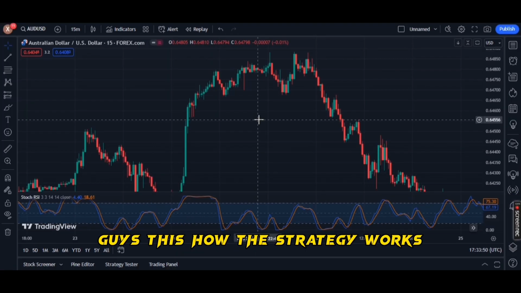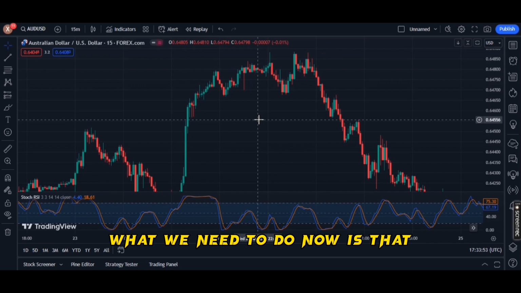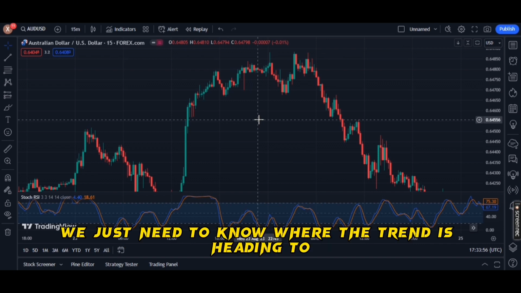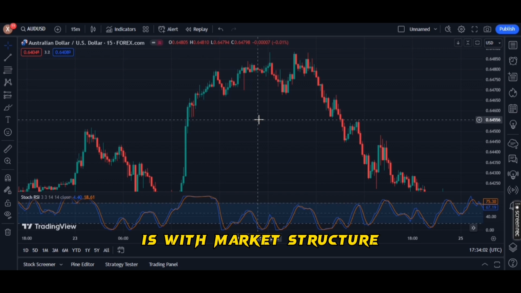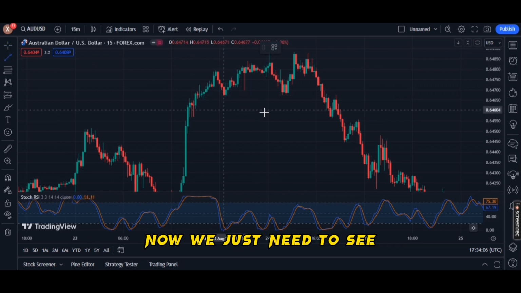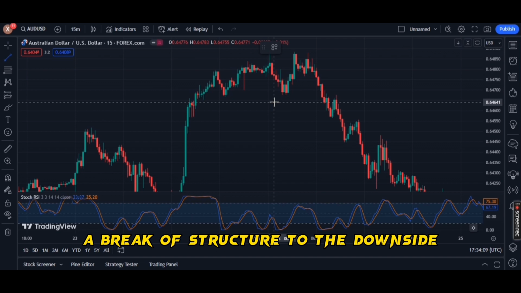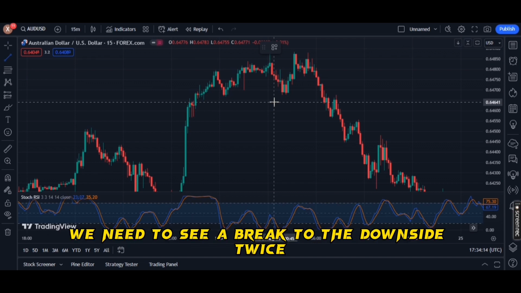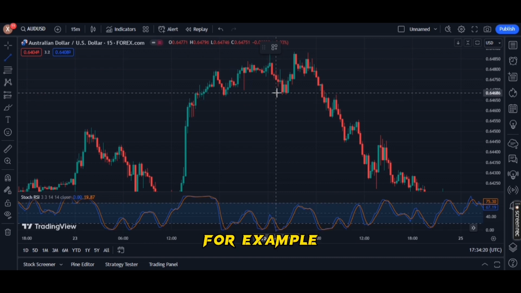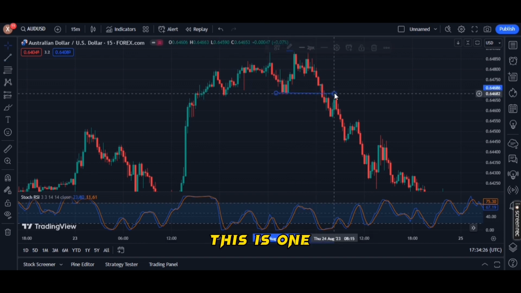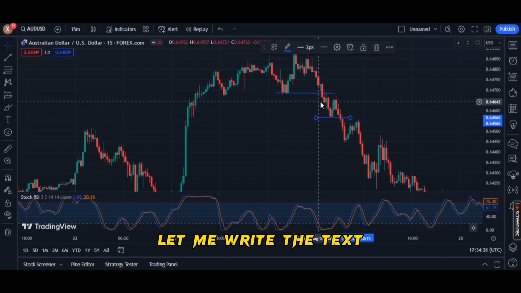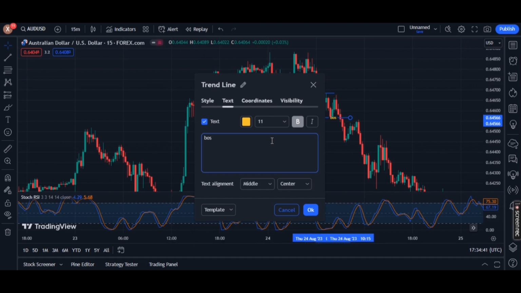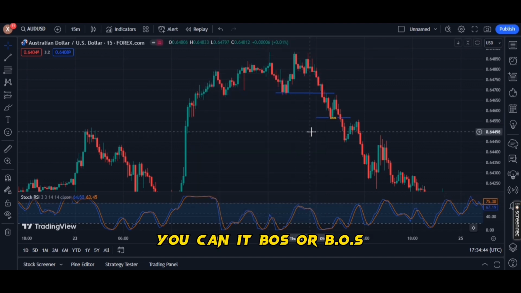Let's dive in. Guys, this is how this strategy works. What we need to do is know where the trend is heading, and the way we will know that is with market structure. Now, we just need to see a break of structure to the downside. If we want to confirm the market is in a downtrend, we need to see a break to the downside twice consecutively. For example, this is a good example. This is 1, then this is 2. Let me write the text. It's a break of structure, BOS.